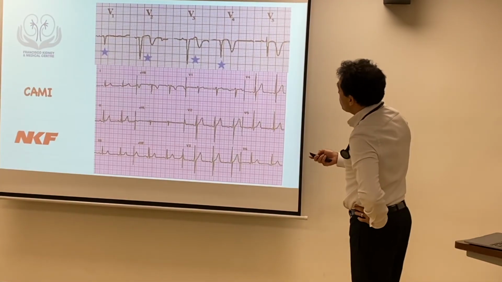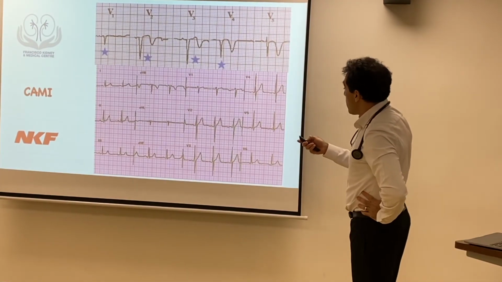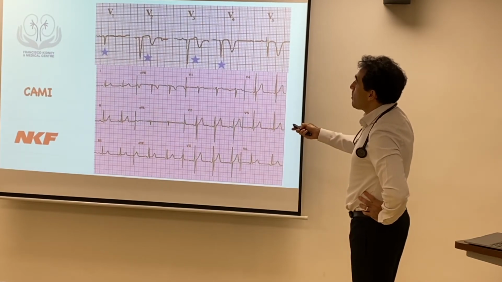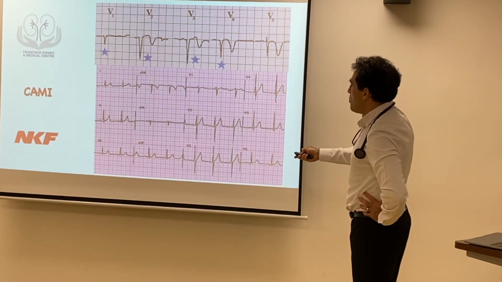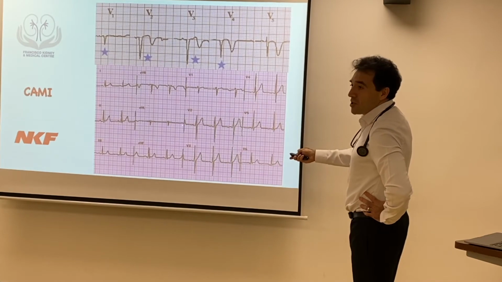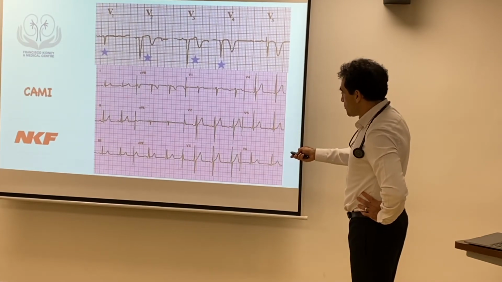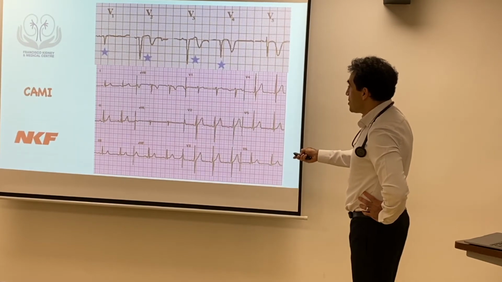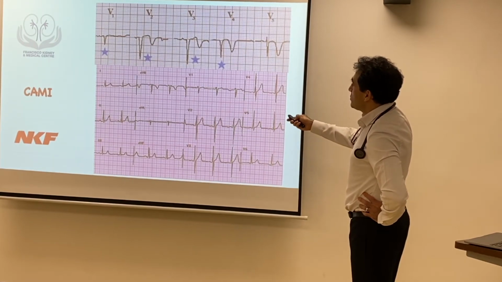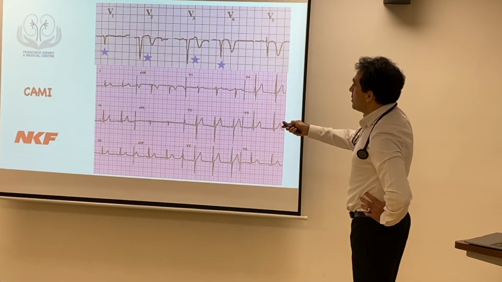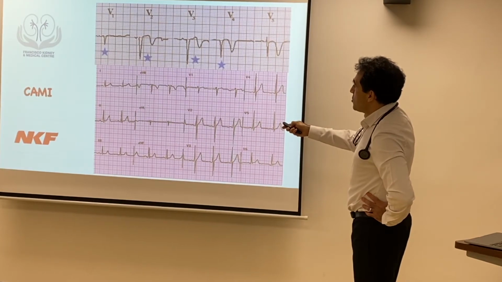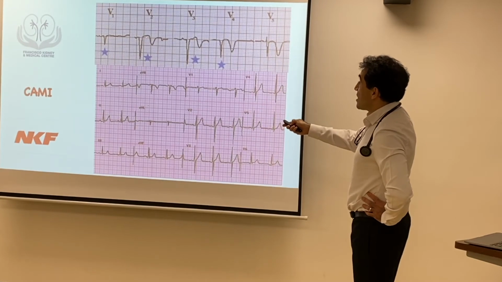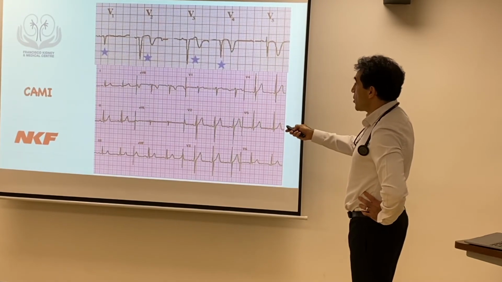So this is a chronic anterior myocardial infarction. You see the Q wave. Look at V2. There's basically no Q there, almost. Little Q wave, then an R, then an S. Suddenly there is no R, basically just a Q. So that's why this is a Q wave. That's how the Q wave looks.